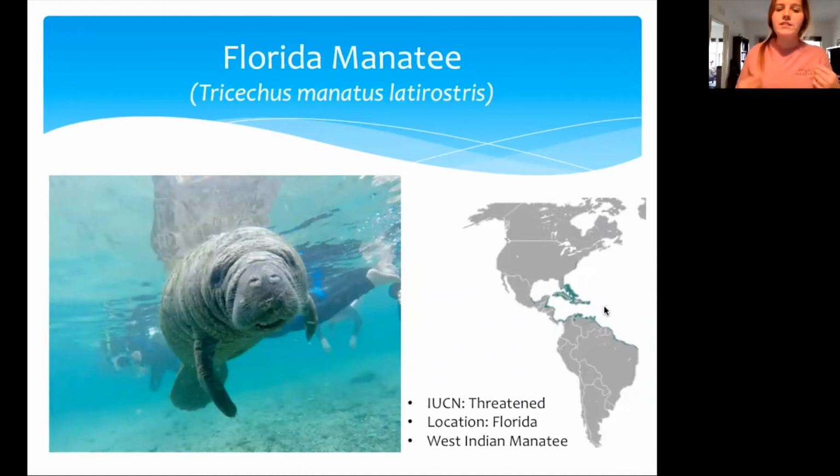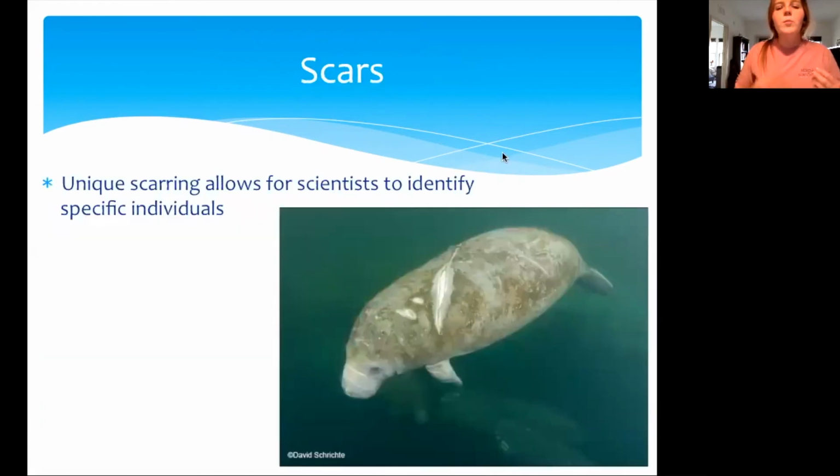So the Florida manatee was endangered. Now due to conservation efforts, they are actually only threatened now, so that's a really good success story. There are West Indian manatee subspecies that can be found throughout Florida and all of these green regions. So because the manatees are endangered or are threatened now, it's due to human entanglements by different ropes, wires, fishing line, and it's also due to propellers on boats.